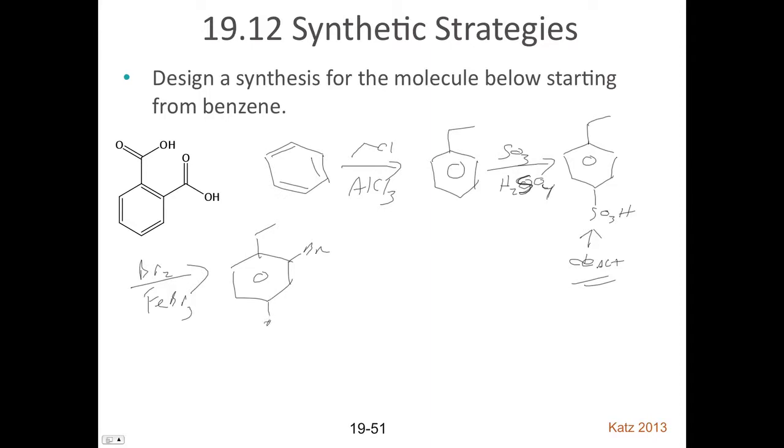Br, SO3H. There you are, right? That's cool. Now what we have to do is get rid of the sulfonate group, because we're going to do something else next on this molecule. So H2O, H2SO4. All right.